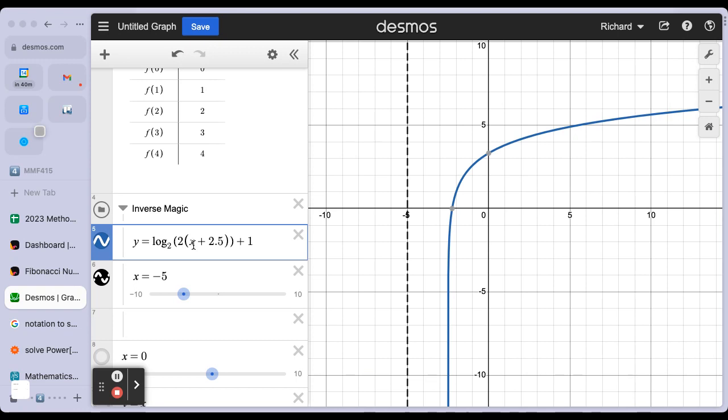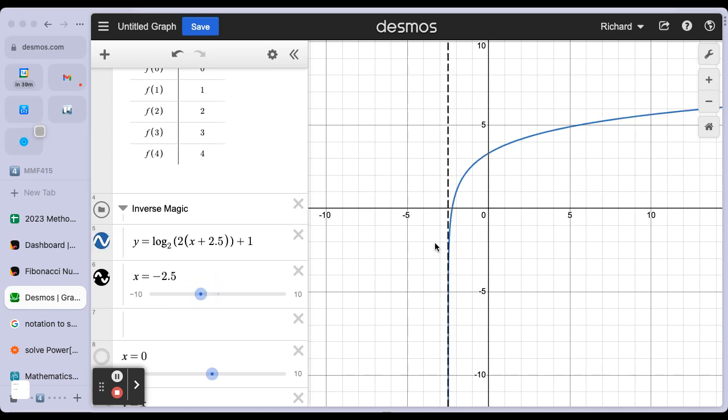Okay, so if I expanded that, that would be 2x plus 5, like I had a second ago. So taking the argument out gives you the translation explicitly, as opposed to you having to figure it out. So taking out the dilation in this manner is always a useful thing to do. So now if I go to minus 2.5, it's now situated exactly where it needs to be. So there's the dilation, and we've seen the translation as well.